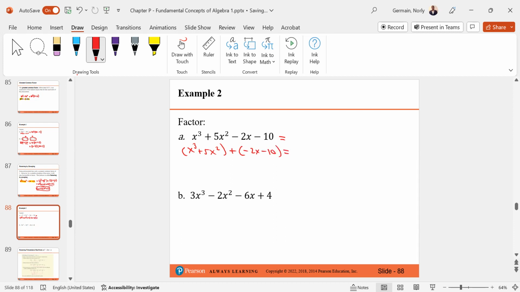Look at the first terms. x squared is the common factor. If I pull out x squared, I have x plus 5 left. Now look at the second one, because you must have the same factors for both terms. I need to have an x plus 5 for the second one as well. If I only factor 2, then inside the parentheses I'm going to have negative x minus 5, and I don't want that.